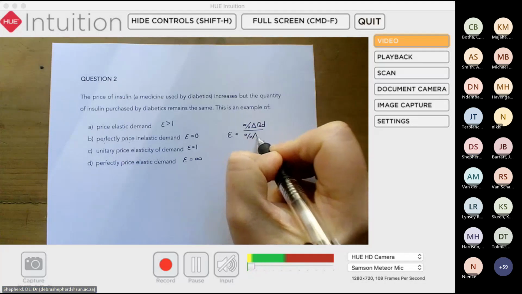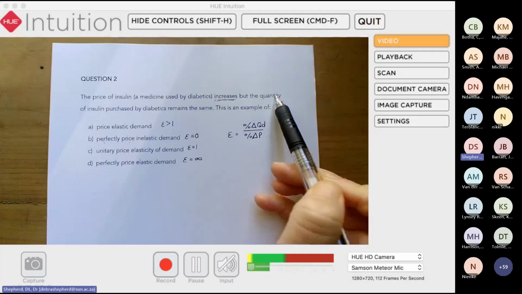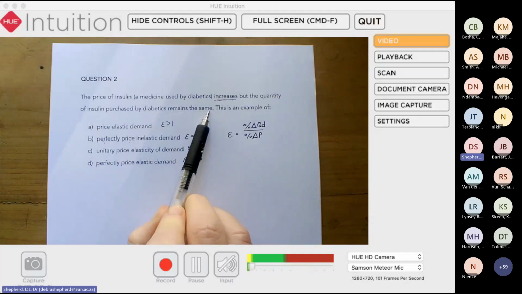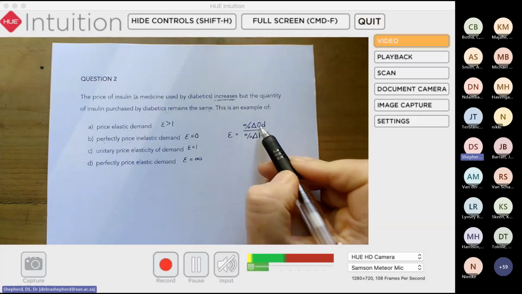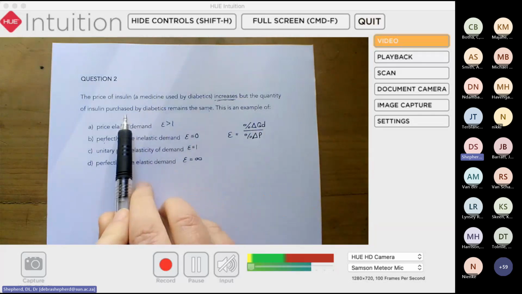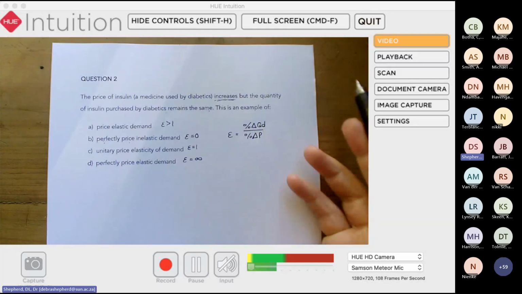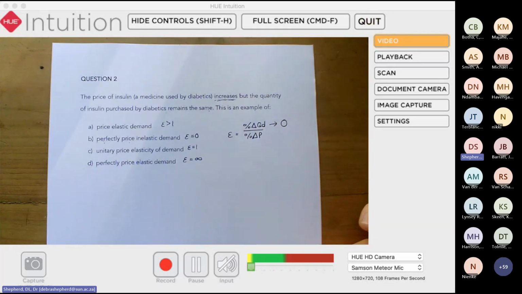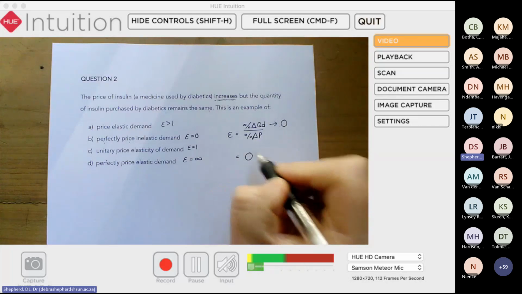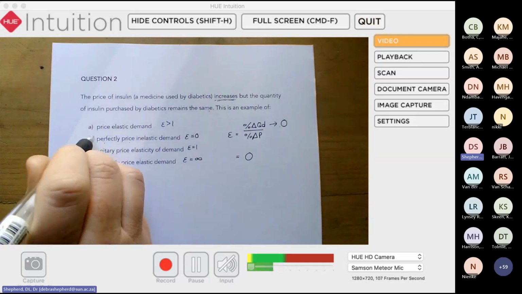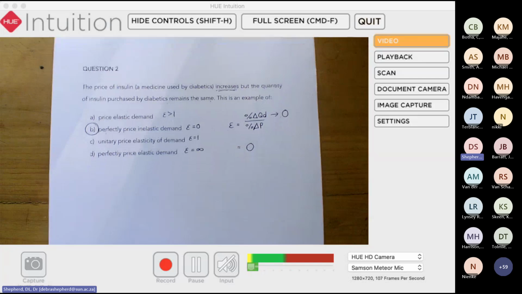So based on this information, what we're saying is that if price increases, quantity doesn't change. So the numerator is the percentage change in quantity demanded. If the amount being purchased doesn't change, what would the percentage change in quantity demand be? It would be 0. And so if we take 0 divided by some price change, we get 0. And so the answer is B. It is perfectly price inelastic demand.